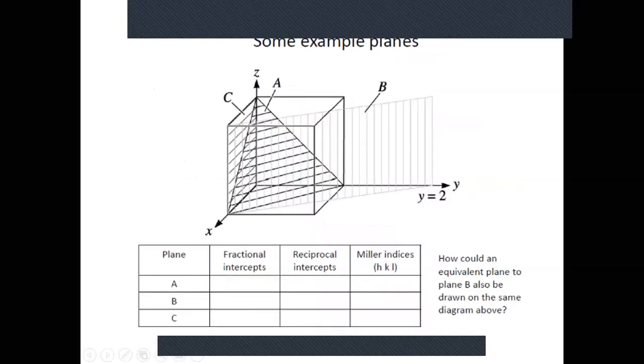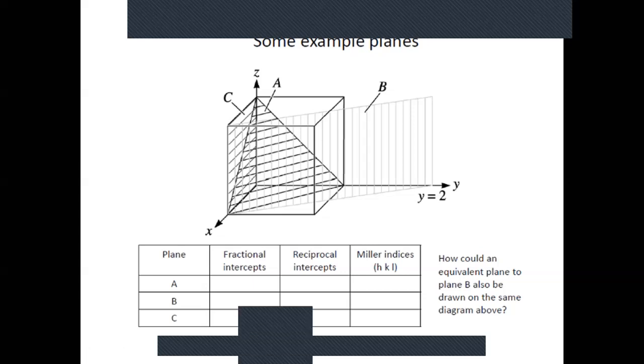So here we have some examples. We have a unit cell, and we have 3 planes. We're going to look at each one of these and determine the fractional and reciprocal intercepts, and then the Miller indices. The only difference from going from reciprocal to Miller indices is making sure you don't have any fractions and the negative sign is replaced with a bar.